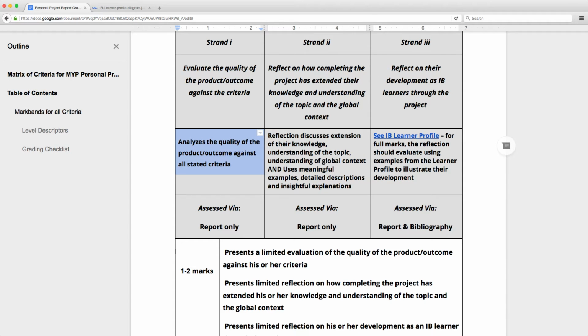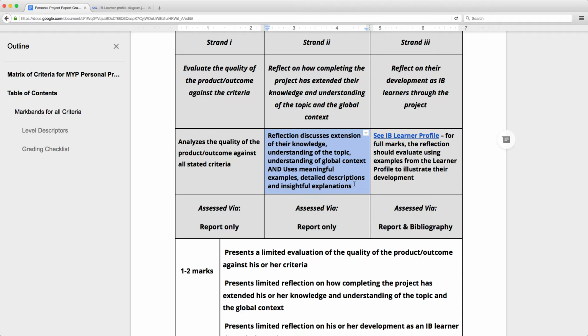Strand number two is that the reflection includes a discussion of what you learned and of what you learned about the global context. So you picked a topic that you were interested in, and then you did some research on it. Hopefully you were able to learn something about the topic. Hopefully your experience was able to teach you something about the issue that you were interested in.